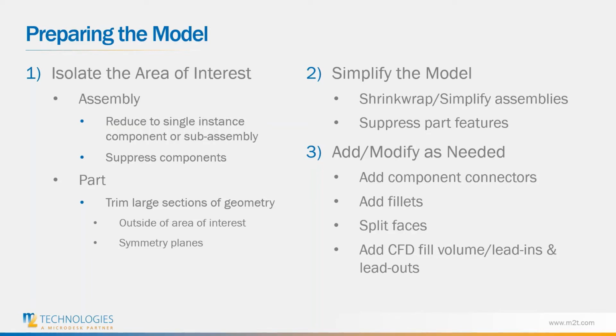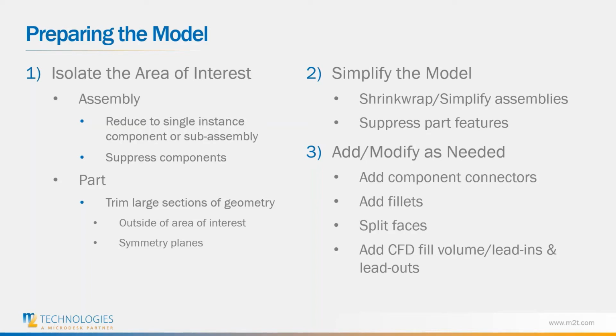If you have a large model, it is going to be running calculations across the entire assembly or component, regardless of where the area of interest or max and min forces are. So we can start by reducing to a single instance of a component or a subassembly if that's the area where the forces are being applied. From there, we can suppress additional components in order to isolate the area where we need to be focusing.